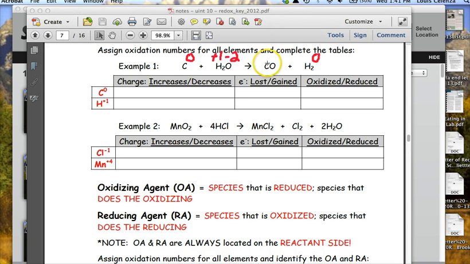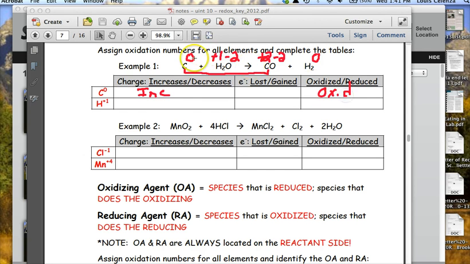Now, we don't know what carbon is because carbon can be at least 3 different numbers, but we know that oxygen's a -2. And since they're a 1-to-1 ratio, I know carbon has to be a +2. So let's take a look. The carbon goes from 0 to a +2. So the charge on the carbon increases. That means it is oxidized.